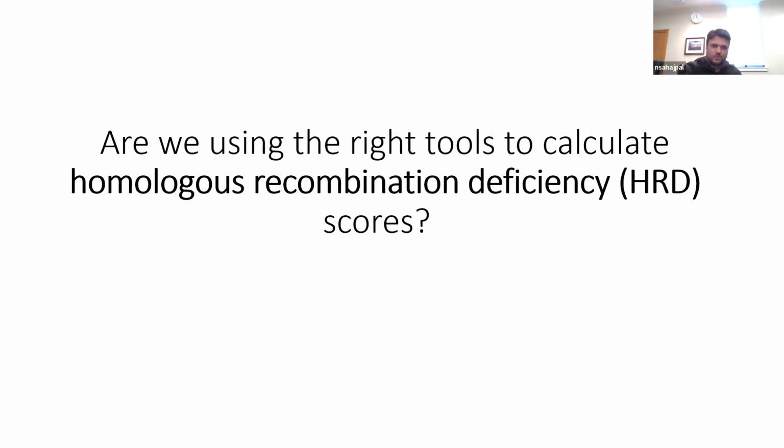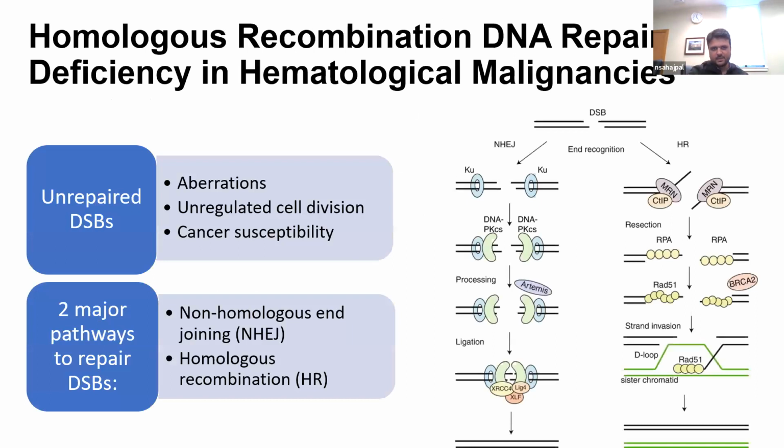So coming to what might be of greater interest to this group, homologous recombination deficiency. We had asked the question: are we using the right tools to calculate homologous recombination deficiency scores? And we'll come to why this question might be relevant. But just to briefly review what homologous recombination deficiency is.